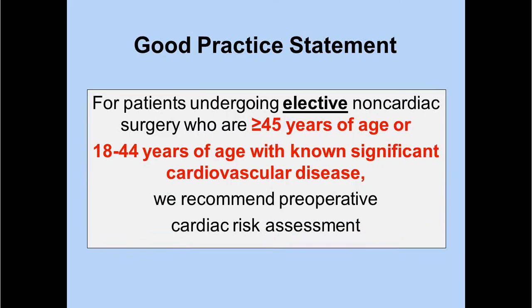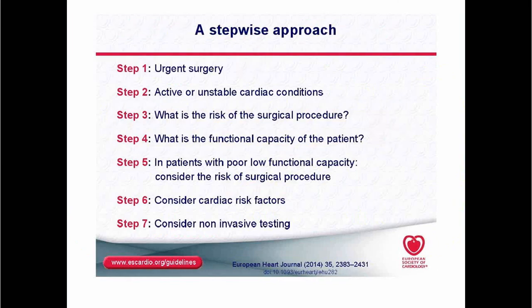So to memorize and summarize what we have said, first, in step 1, you will determine the timing of the surgery. It is emergent, urgent, semi-urgent or elective. Then step 2 will determine if there are active or unstable cardiac conditions, one of the 5 conditions that we have taught. Then we will determine the risk of the surgical procedure. It is low, intermediate or high risk.